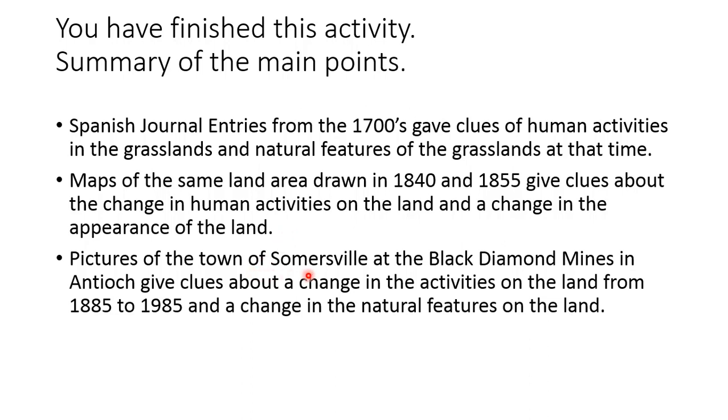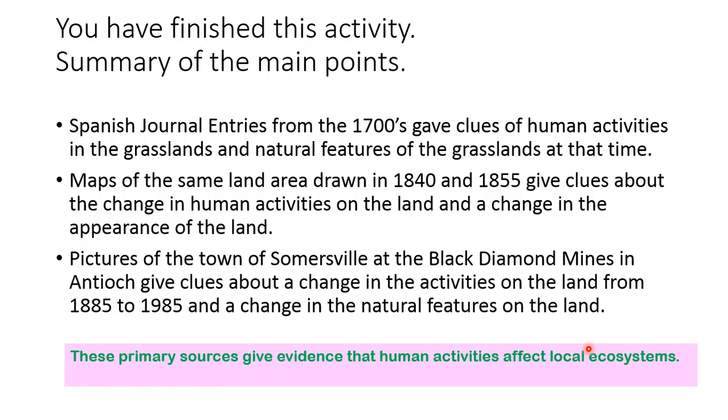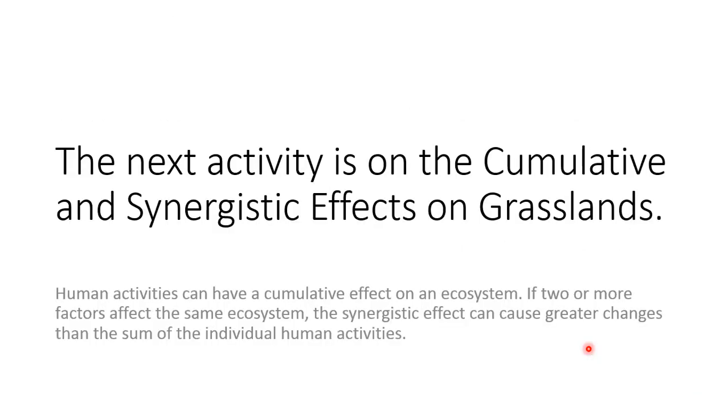Pictures of towns of Summersville at the Black Diamond Mines in Antioch gave clues about a change in the activities of the land from 1885 to 1985 and a change in the natural features. So if you need to review that, you can go and talk to your science teacher more. So these primary sources have given evidence that human activities affect local ecosystems, and that was the point of this.